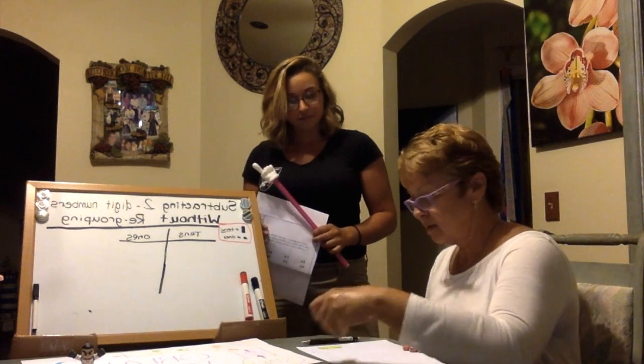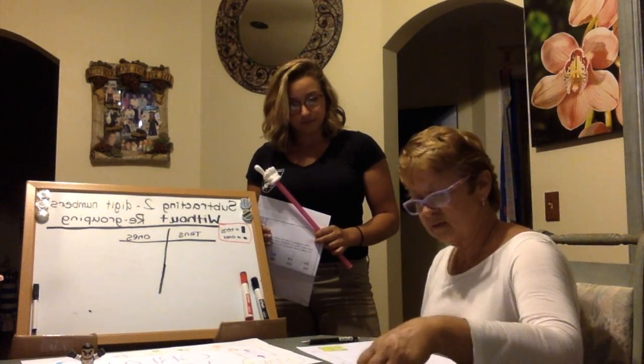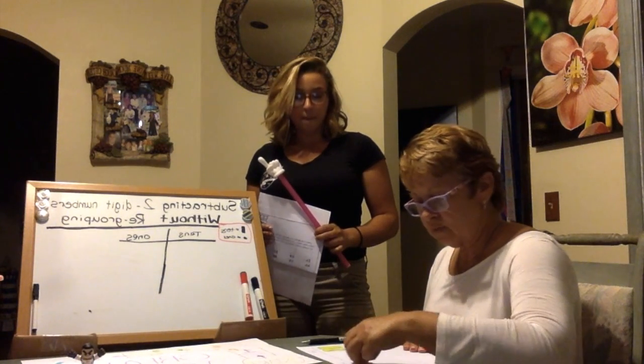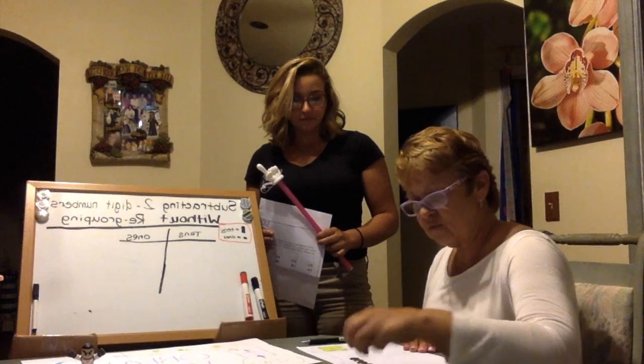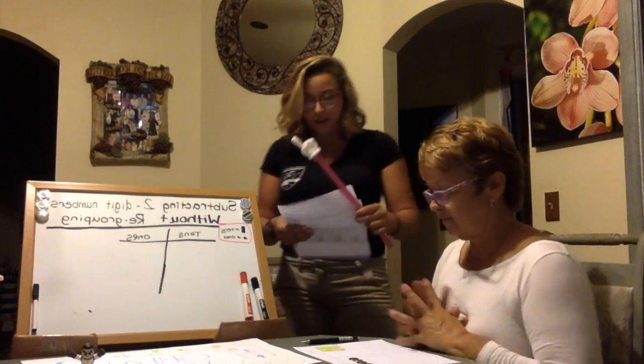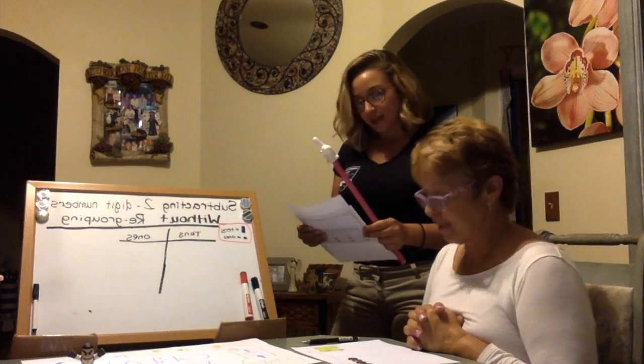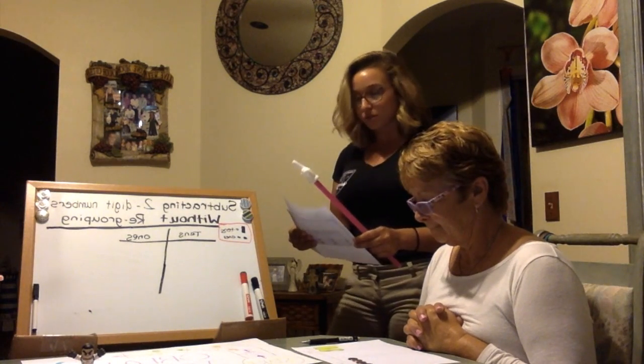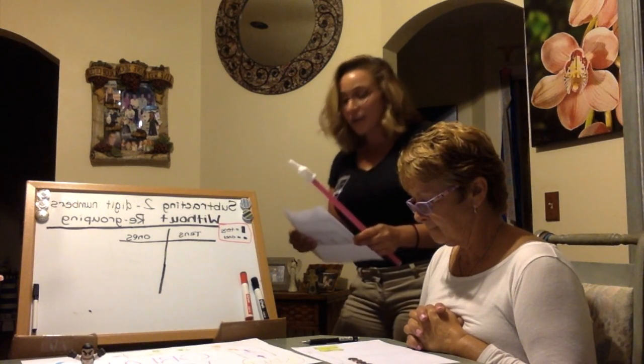10, 20, 1, 2, 3, 4, 25. Very good. So I'm going to finish reading. There are only 14 children in Susie's class. How many cookies will be left over?